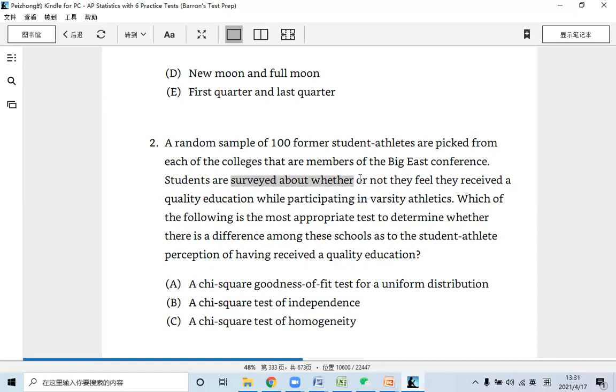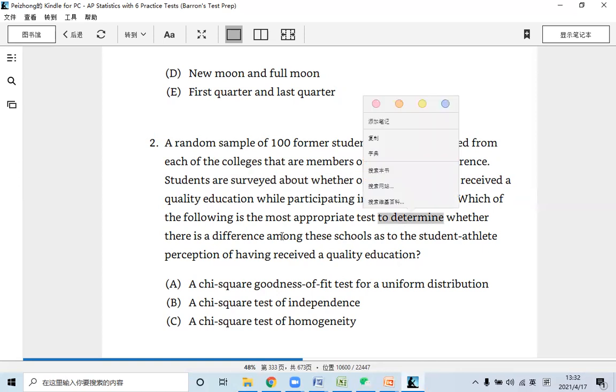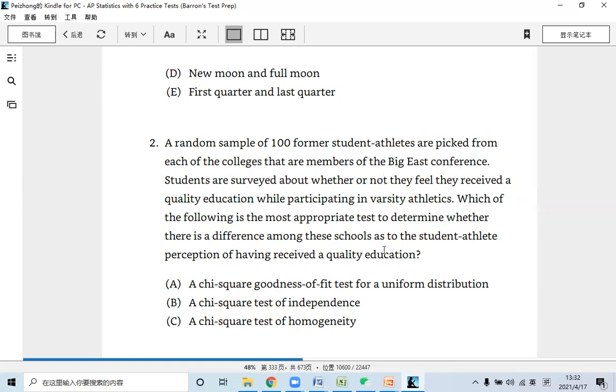Students are surveyed about whether or not they feel they received a quality education while participating in university athletics. That's what you are measuring. Which of the following is the most appropriate test to determine whether there is a difference among these schools in the student athlete perception of having received a quality education? This is a subtle point. This is a test about homogeneity.